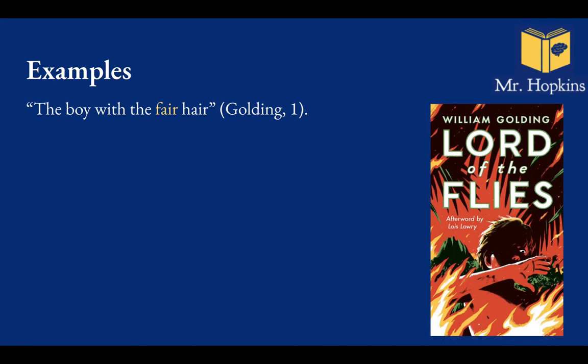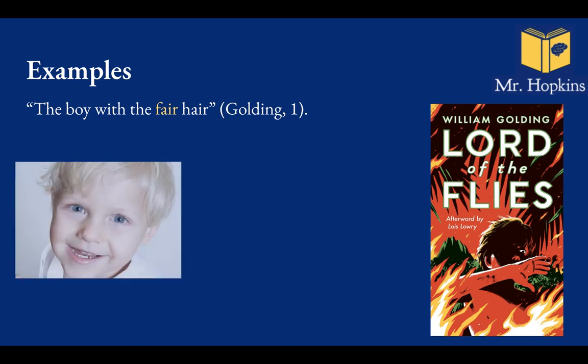To reiterate, connotations are very important, and the author will choose their words carefully because we make such connections with our brains. Let's look at some examples from literature. Now, this is from Lord of the Flies by William Golding. The main character on the first page is described as the boy with the fair hair. Now, the denotation of fair in this sense is light in colour.